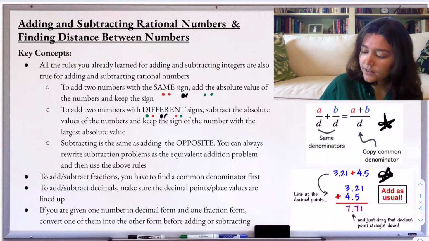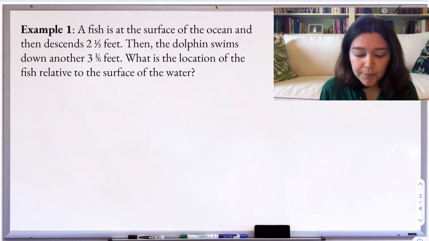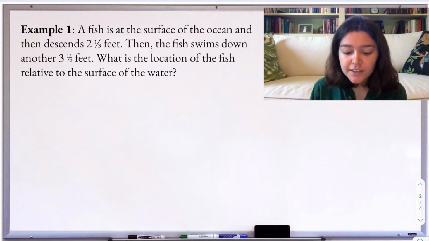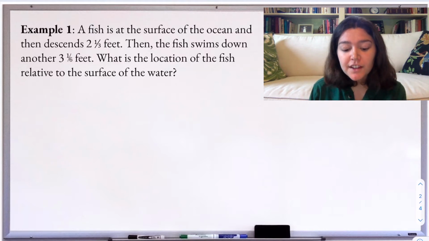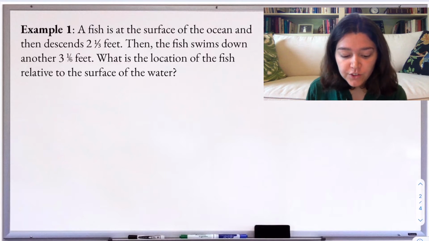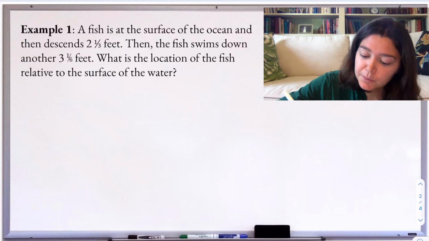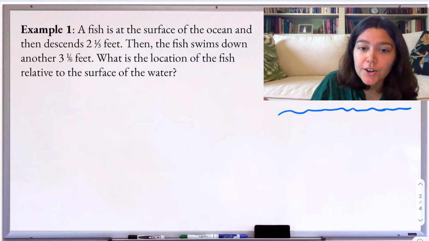Okay, so let's look at our first example, which will have a word problem. Example 1. A fish is at the surface of the ocean and then descends 2 1/3 feet. Then the fish swims down another 3 1/6 feet. What is the location of the fish relative to the surface of the water? Okay, so let's get a picture. It's going to help us out here, and it'll connect to a vertical number line.